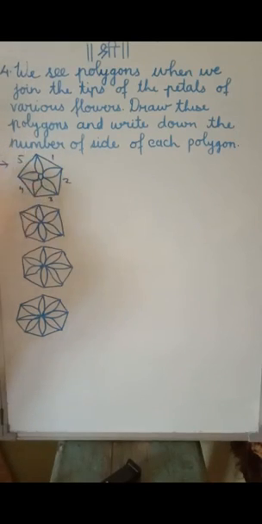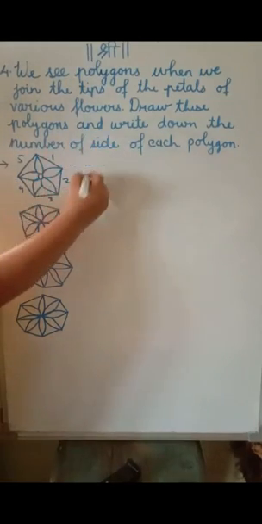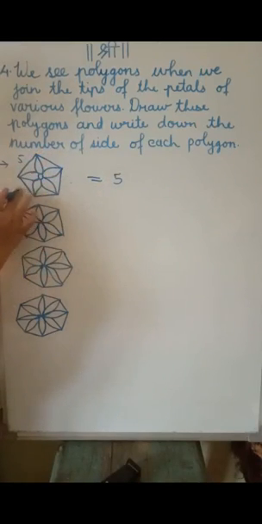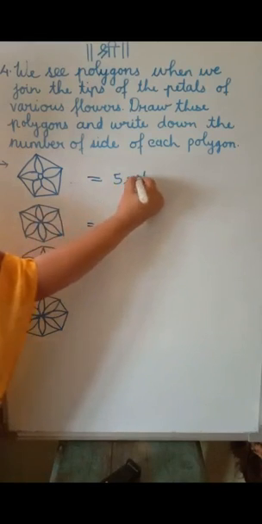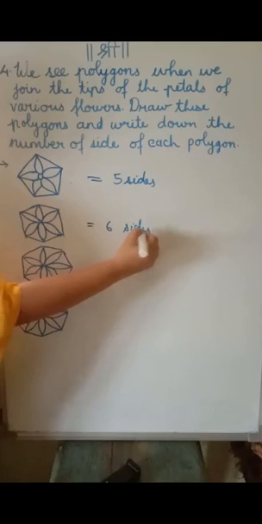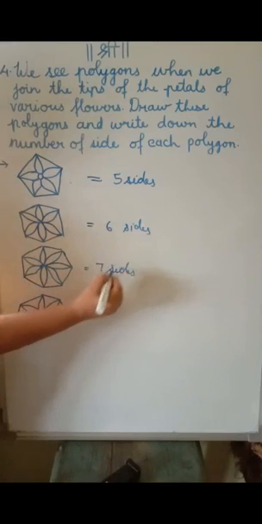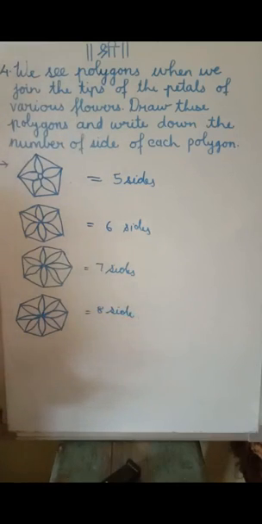So the number of petals and the number of sides are equal, and that is how much? 5. So how many sides will this figure have? 5. Okay. Now if you see the next flower, that flower is having 6 petals and how many sides? Very good, 6 sides. Next, how much? Very good, 7 sides. Next, yes, 8 sides. So here we have got the number of sides of different polygons.